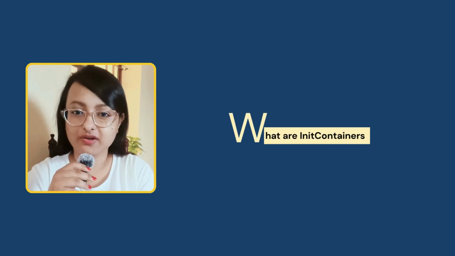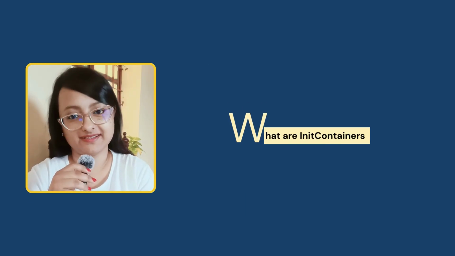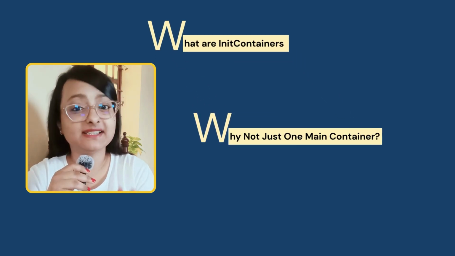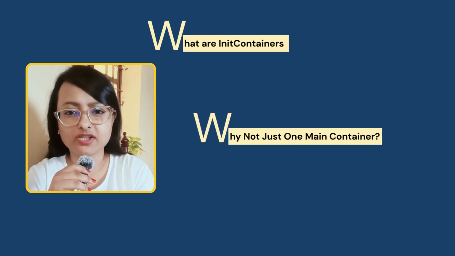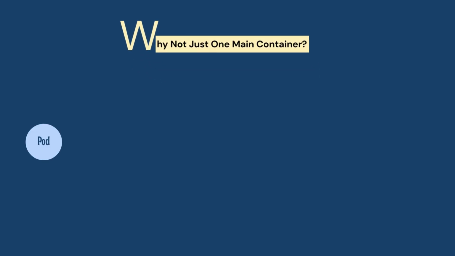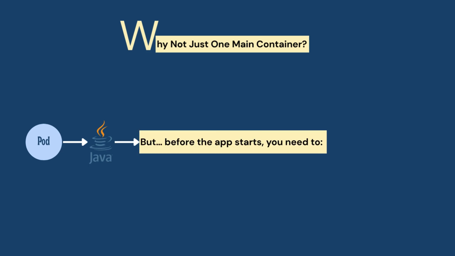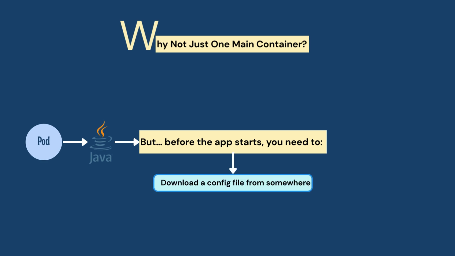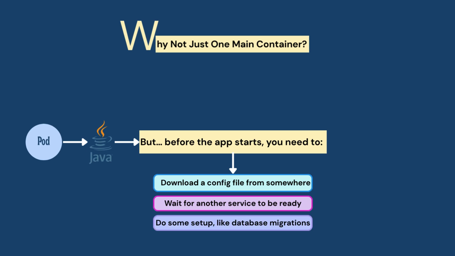Now, let's talk about what are init containers. Before that, let's also understand why not just one main container. Let's say you have a pod that runs your Java application. But before the application even starts, you need to download a config file from somewhere, wait for another service to be ready, or do some setup like database migration.